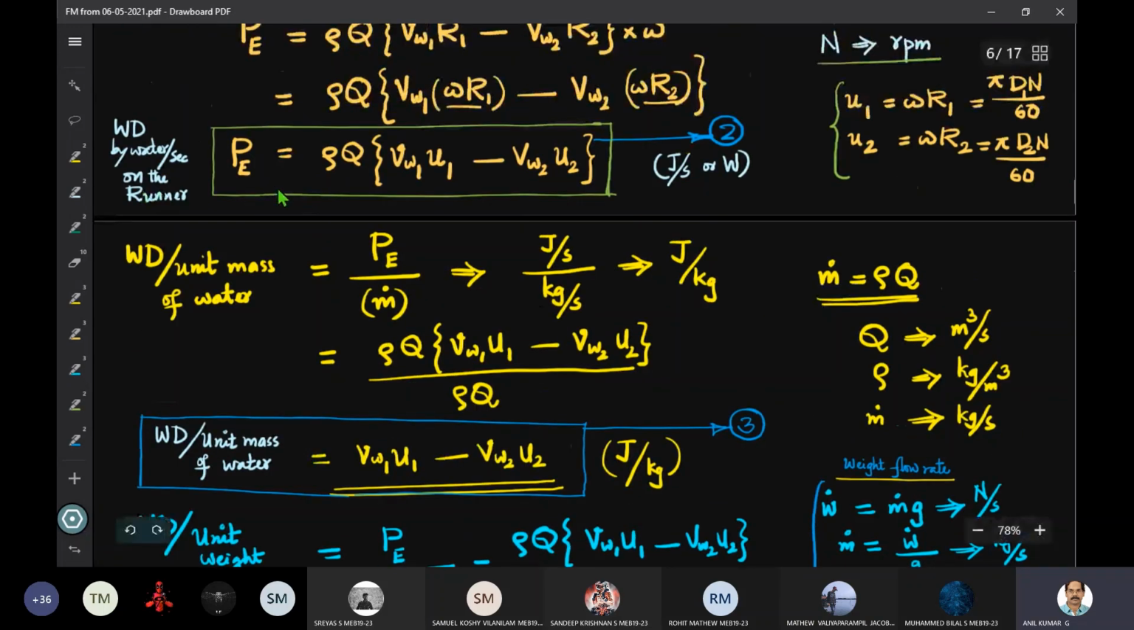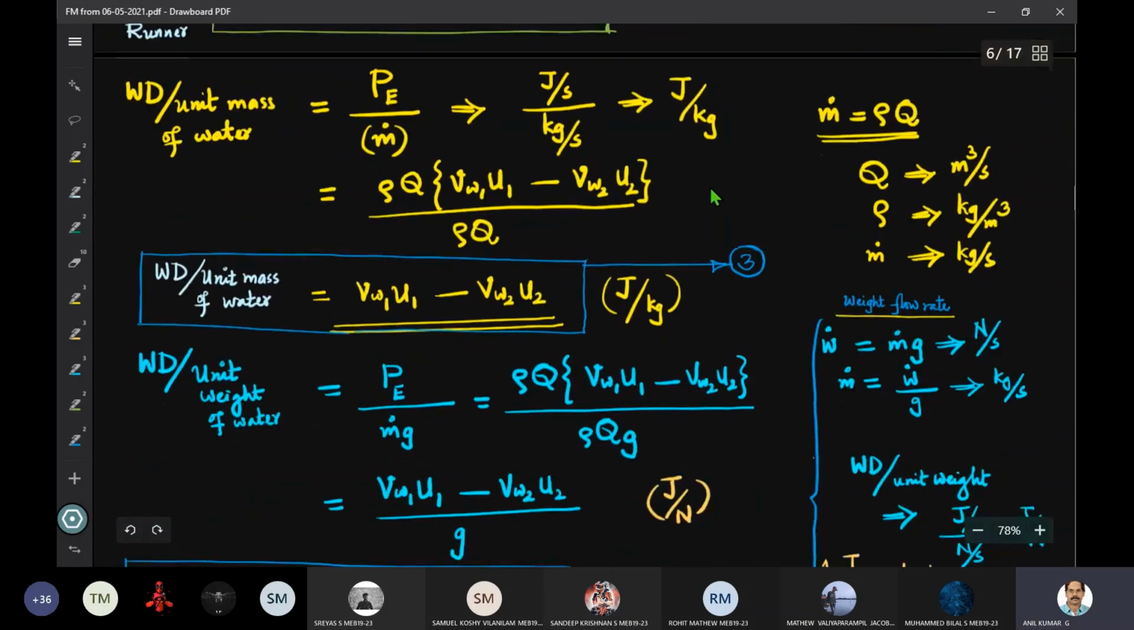And in the case of power consuming devices, you should reverse this. You should take the negative of this, that is, rho Q into (VW2 U2 minus VW1 U1). Already you know that the unit of power is joule per second, or watts.